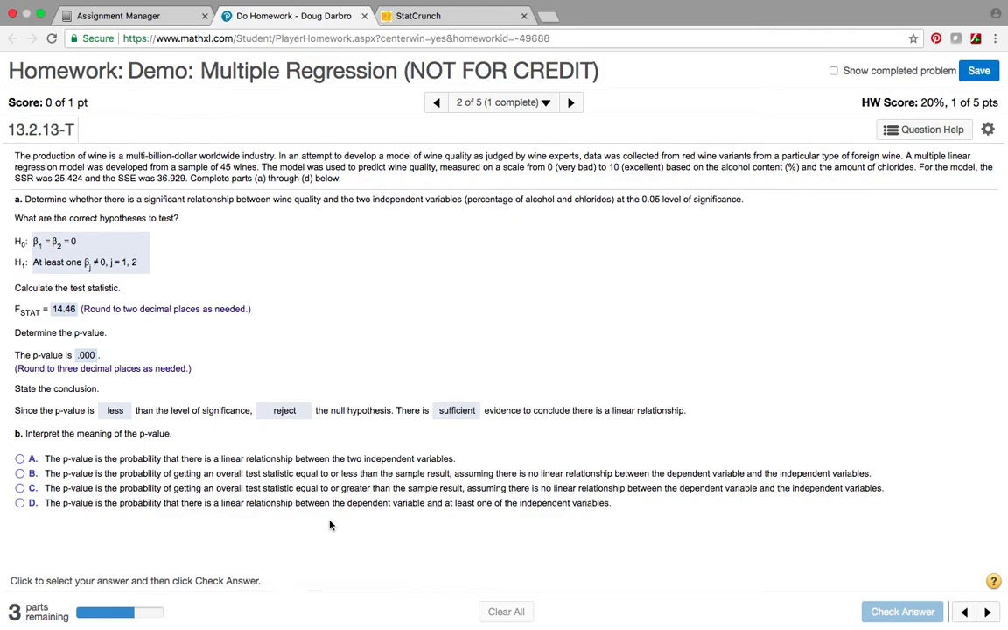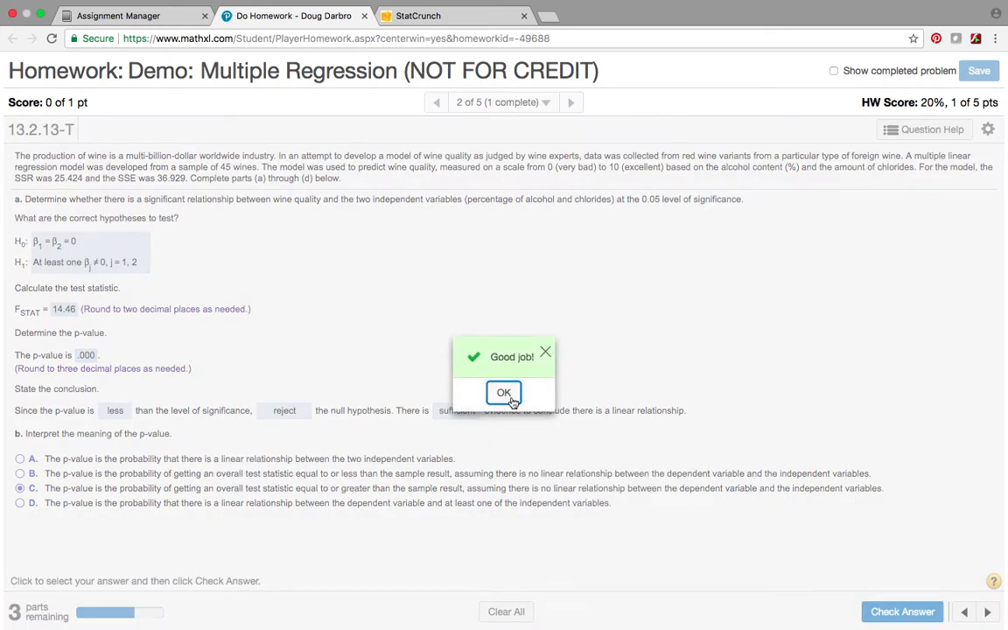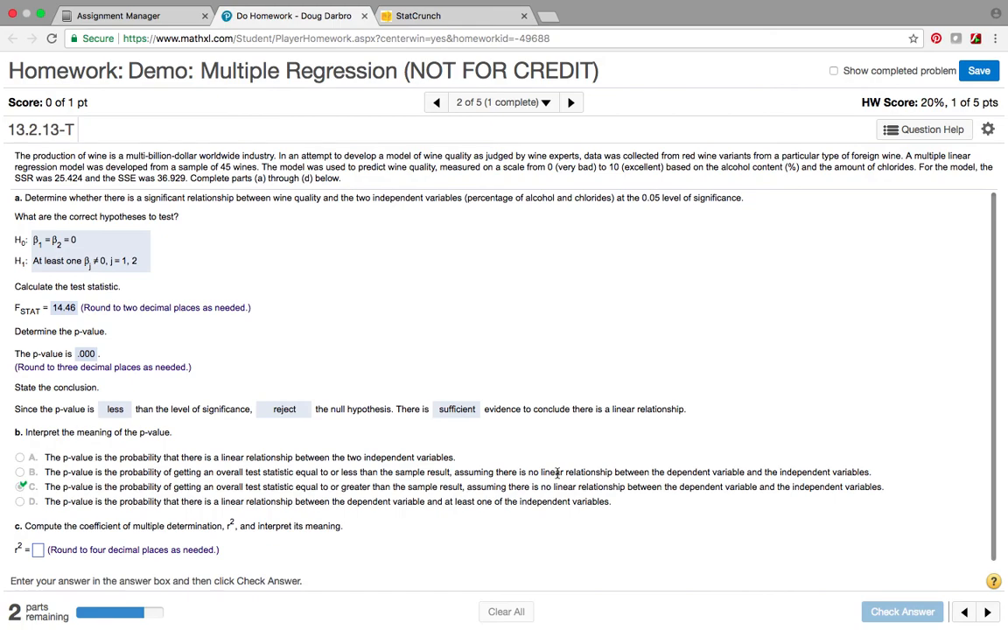Interpret the meaning of the p-value. Now this is interesting. So the p-value is all about the test statistics. So we know that one of these has to be the correct interpretation. It's not the probability of a linear relationship. It's the probability that the overall test statistic is greater than the sample result, assuming there is no linear relationship. So the p-value is the probability of getting an overall test statistic equal to or greater than the sample result. So guys, since our rejection region is in the tail to the right, which indicates greater than, higher than, we would choose part C.